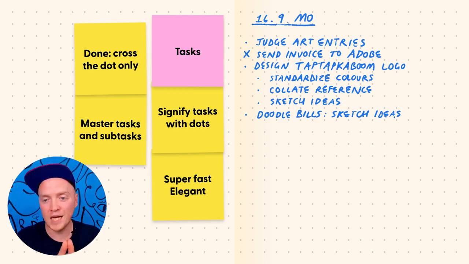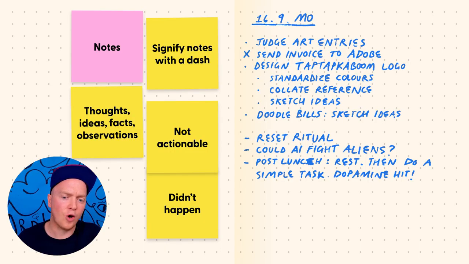So under design TapTapKaboom logo, there are 3 other tasks. You can just move them to the right. I've got a dotted grid journal here, but I have tried plain paper. I have tried lined paper. You should use whatever you feel comfortable with. I like a grid of dots because it means it's semi-structured. I can also doodle in it. It becomes very flexible. The next things are notes, and these are signified by a dash and then a note.